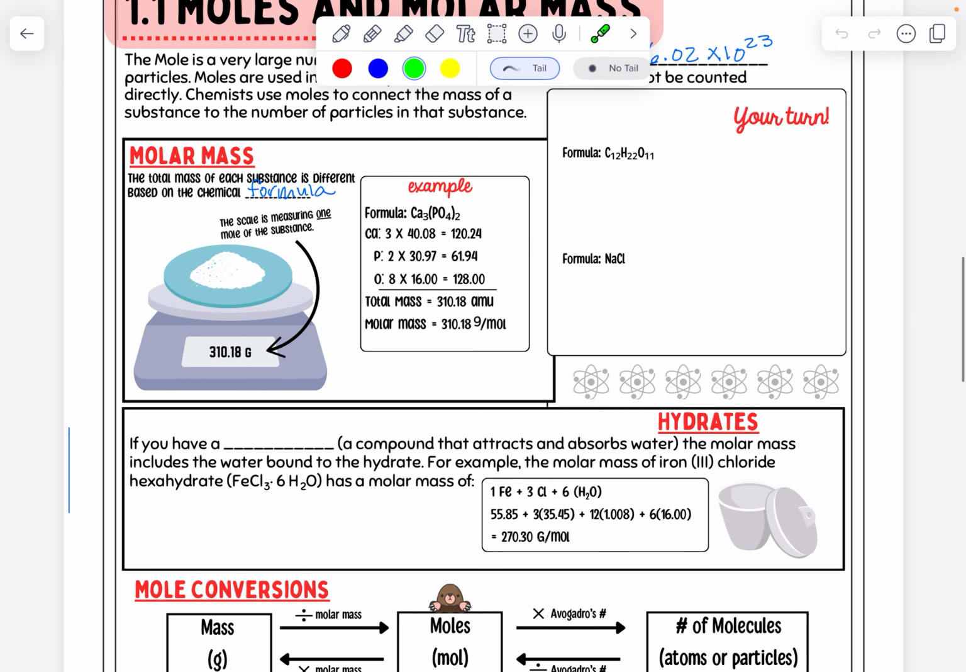Now, the first thing we want to learn about is the molar mass. And the molar mass is the total mass of each substance based on the chemical formula. So you're going to fill in formula there. Now, an example that we can show you is here. We have Ca3(PO4)2. And how do we find the molar mass? The molar mass is just the mass of 1 mole of that substance.